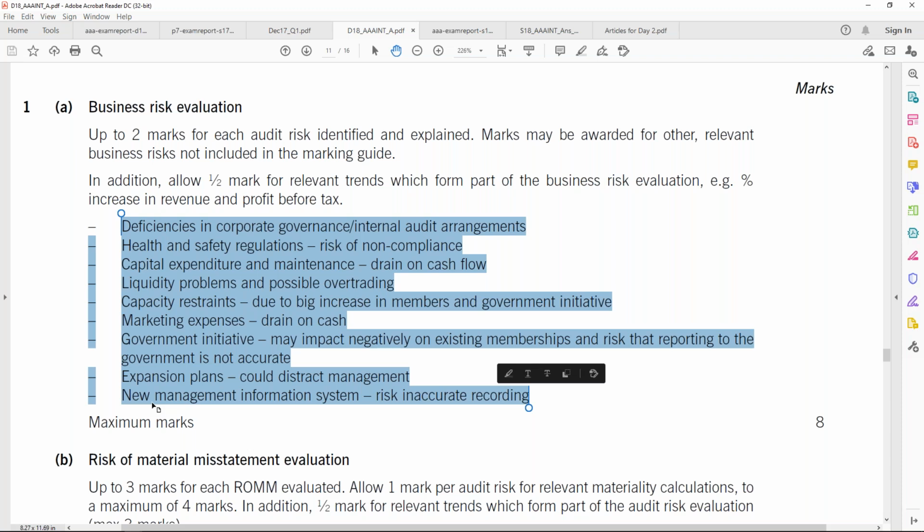So if you want to reconcile your answer, reconcile it with the examiner's points, not the answer. A lot of times students reconcile their answer with the examiner's answer. That's wrong.